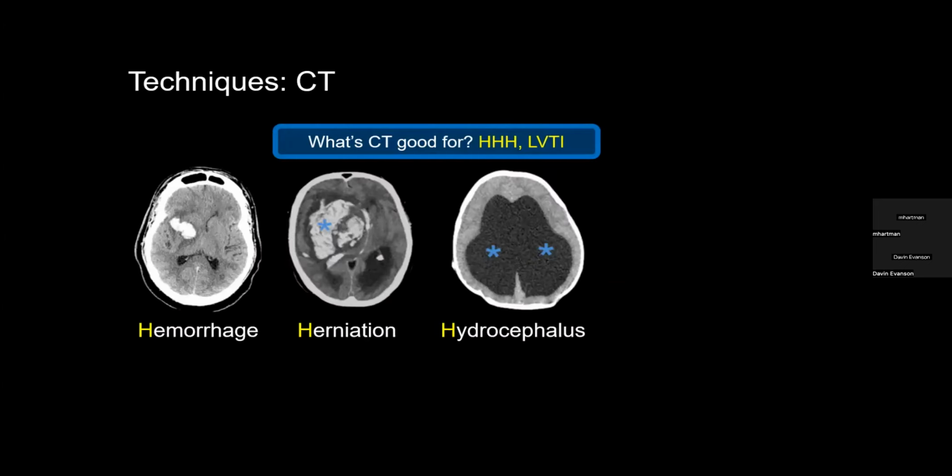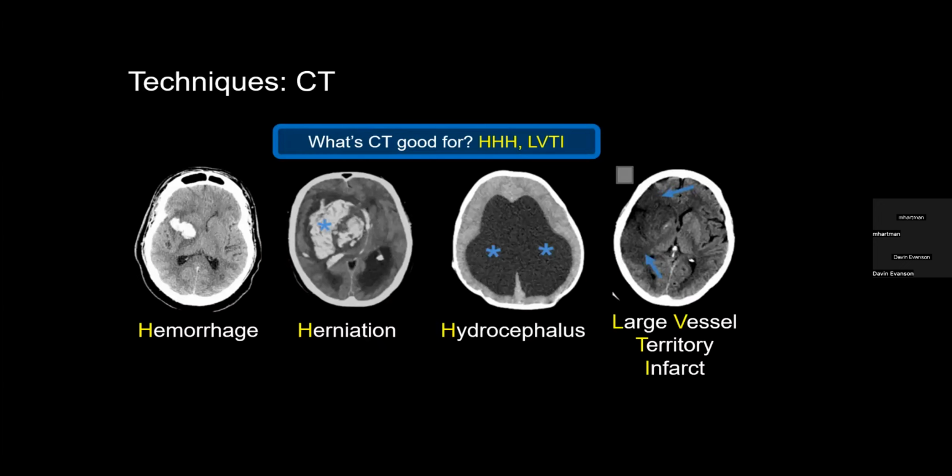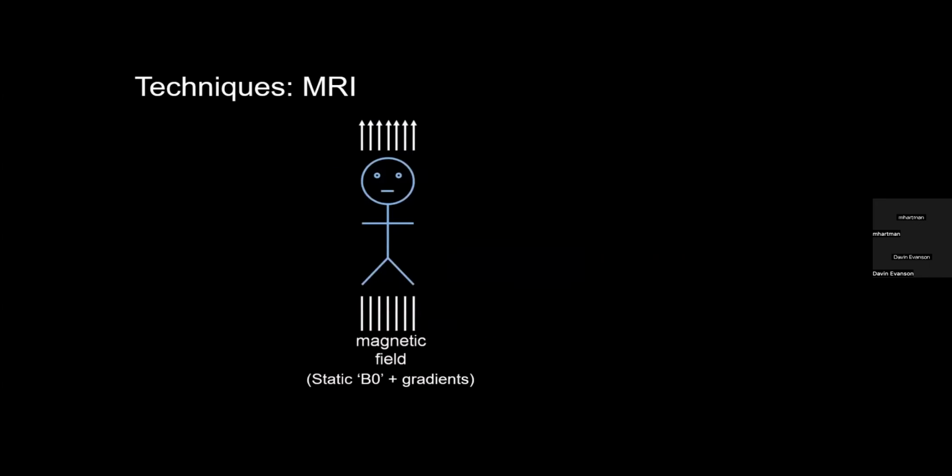So it is great for those complications: hemorrhage, herniation, hydrocephalus, and large vessel infarcts. And again, MRI will be more sensitive for picking up an acute infarct, but for these large ones, we'll pick it up on CT, but not as quickly as MRI.